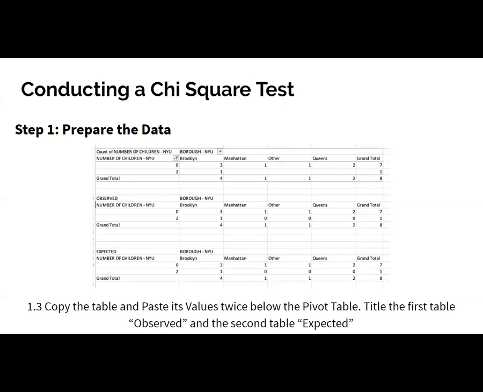So once we do that, we're going to copy and paste it twice. We'll create a table that we're going to title observed and a table that we're going to title expected. The observed data is just going to be exactly what we pulled from the pivot table. When it comes to expected, we're going to need to do a little bit of math.